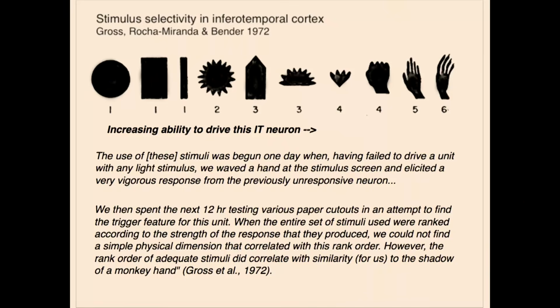They say, the use of these stimuli was begun one day when, having failed to drive a unit with any light stimulus, we waved a hand at the stimulus screen and elicited a very vigorous response from the previously unresponsive neuron. We then spent the next 12 hours testing various paper cutouts in an attempt to find the trigger feature for this unit. When the entire set of stimuli used were ranked according to the strength of the response that they produced, we could not find a simple physical dimension that correlated with this rank order. However, the rank order of adequate stimuli did correlate with similarity to the shadow of a monkey hand. So, selective for some complicated kind of meaningful structure.